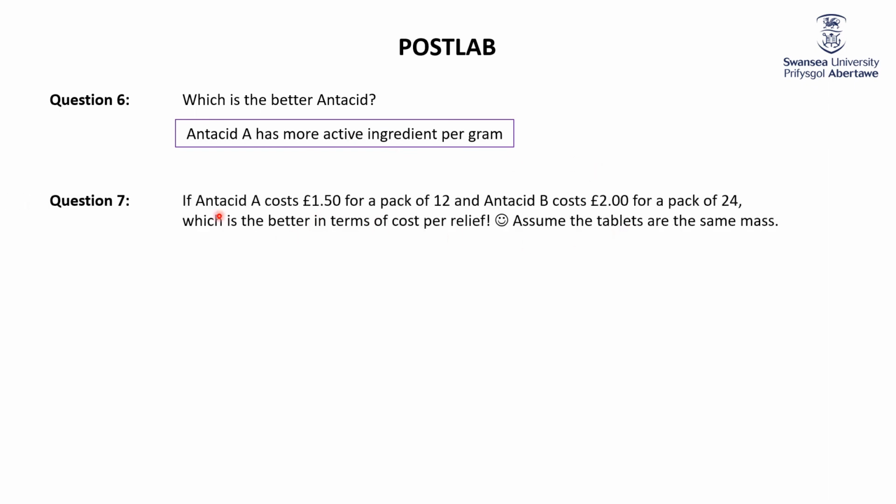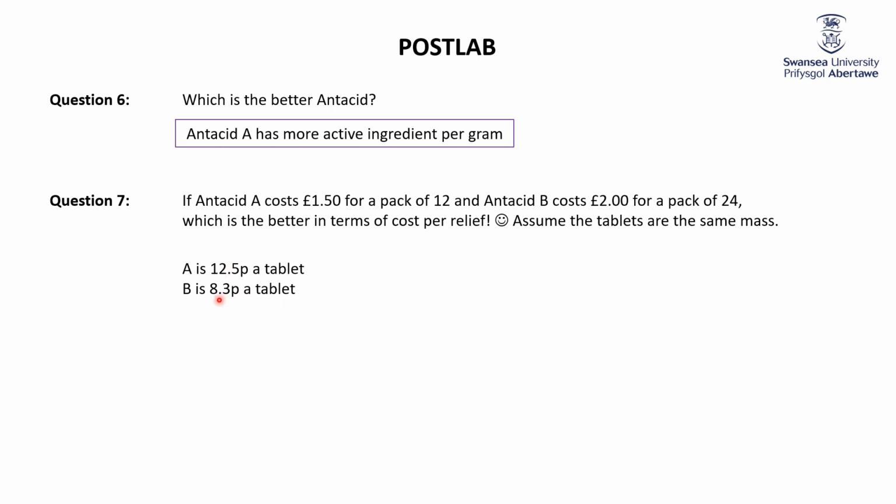And now an interesting one: antacid A costs $1.50 for a pack of 12, B costs £2 for a pack of 12, which is better in terms of cost per relief, and assume the tablets are the same mass. Well, A works out as 12.5p a tablet, and B is 8.3p a tablet. So in other words, a tablet of B is cheaper than a tablet of A, but of course A has got more antacid in than B.